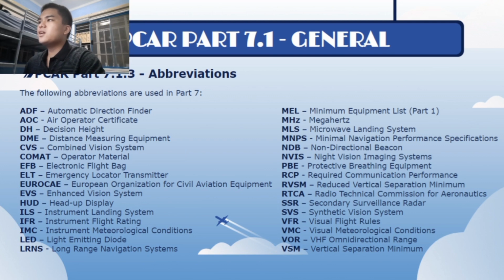So here are the following abbreviations that we will be encountering along our discussion. This is PCAR Part 7.1.3. All these abbreviations shall be located inside the aircraft, and the aircraft shall carry them for navigation and communication purposes.